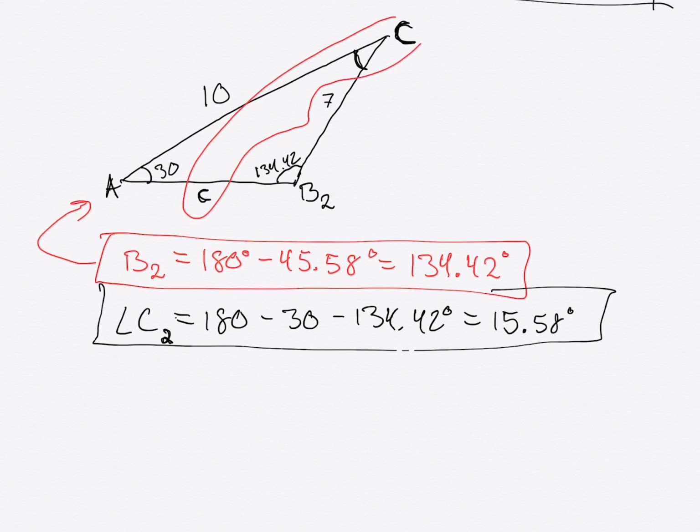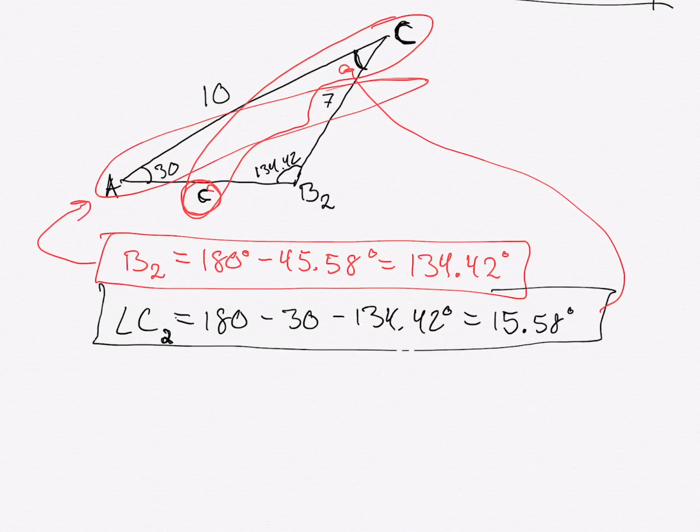This makes a half of a pair. Since we know angle C now is 15.58 degrees, what we don't know is side C, and we can use angle A and side A as the full pair in order to do the law of sines again to find side C.